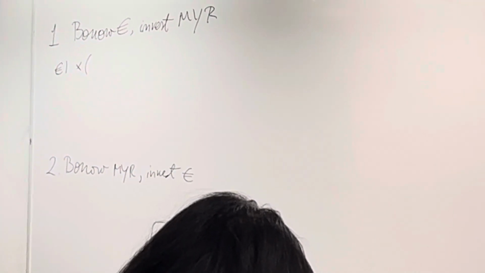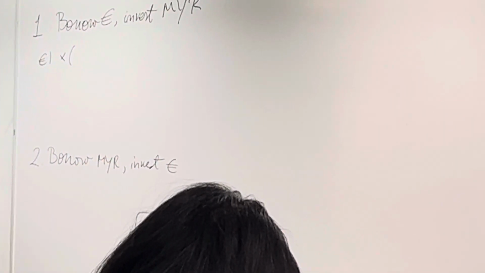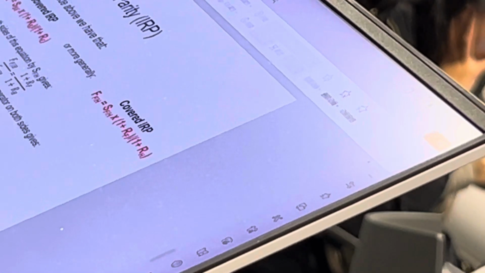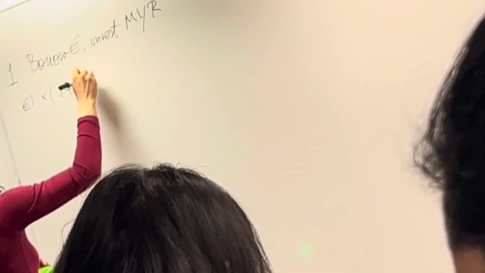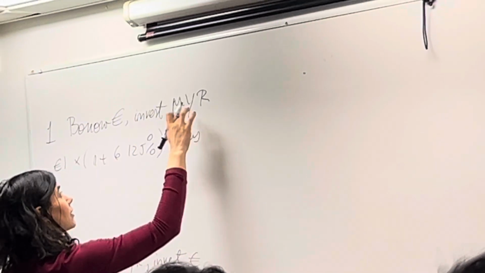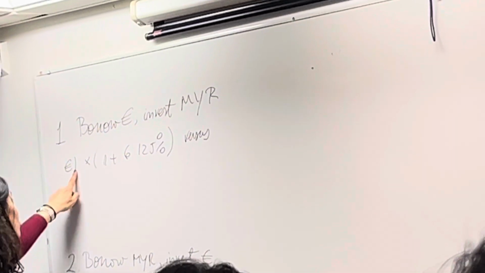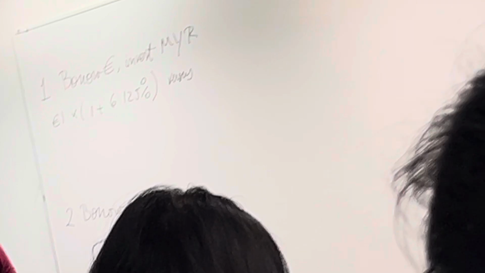So what is that? Euros. So 6 point, yes, 6.125. Sorry, it's 1 plus, so I can write it longer: 1 plus 6.125%. Versus investing in Malaysian ringgit. So now we borrowed 1 euro, we have it. This is the euro. We're going to invest it in Malaysian ringgit.